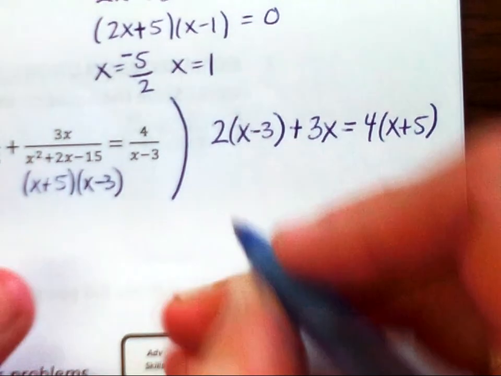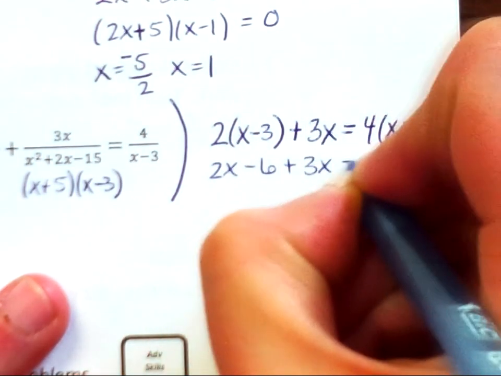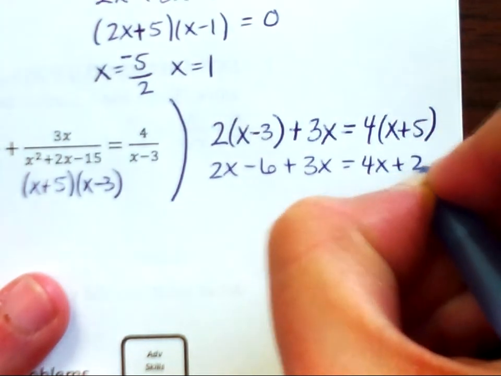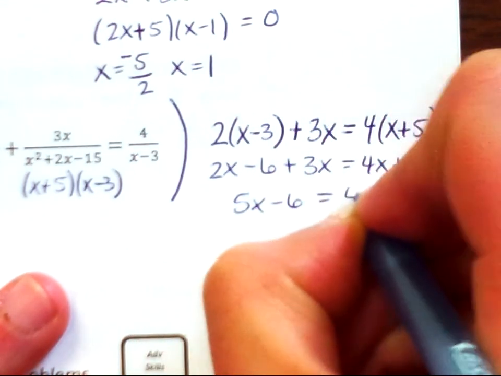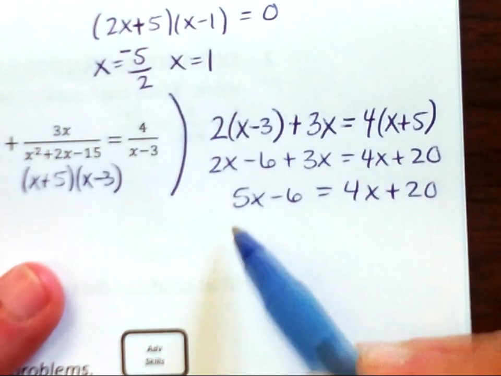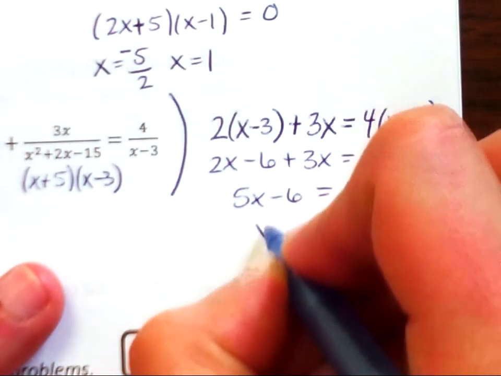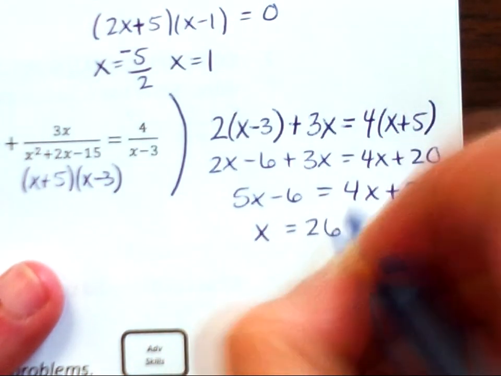And it's linear, so here we go. 2x minus 6 plus 3x equals 4x plus 20. 5x minus 6 equals 4x plus 20. Send the 4x over and subtracting, it's going to be x, and then take the negative 6 and add it over, it's going to be x equals 26.